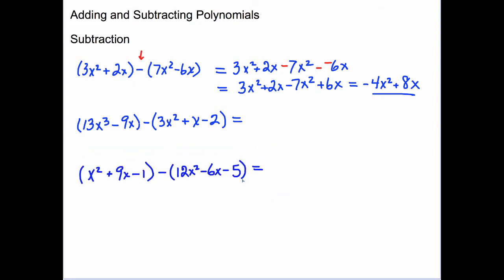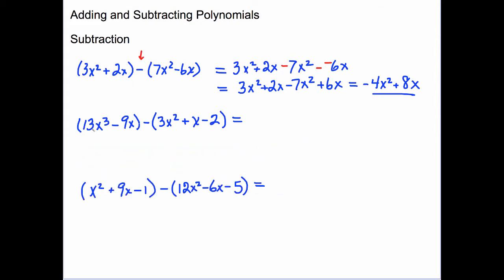Now, for the second problem, we have 13x cubed minus 9x minus 3x squared plus x minus 2. Again, we note that there is a subtraction, so we're going to change each of the signs on the right side. So to do the subtraction, we will take 13x cubed minus 9x minus 3x squared minus x minus negative 2. That changes that to a plus 2.